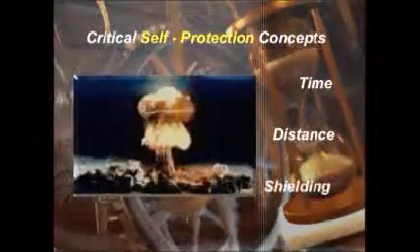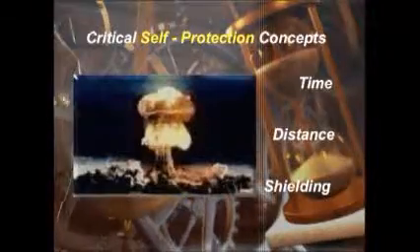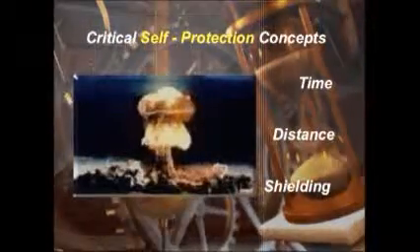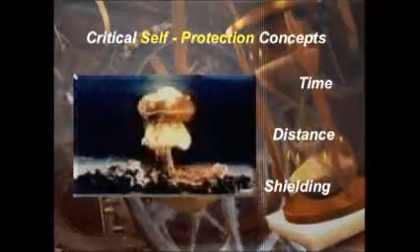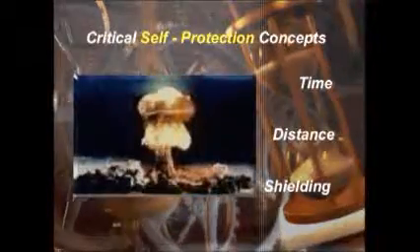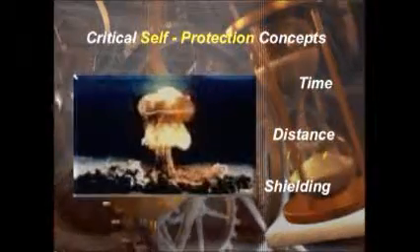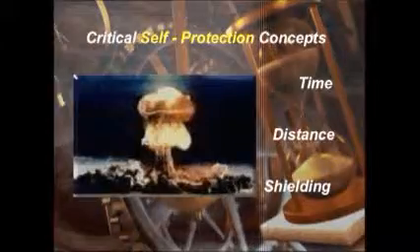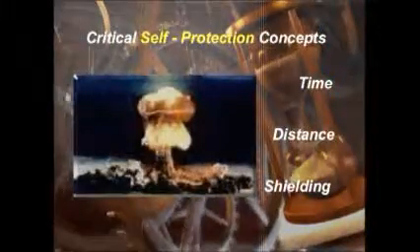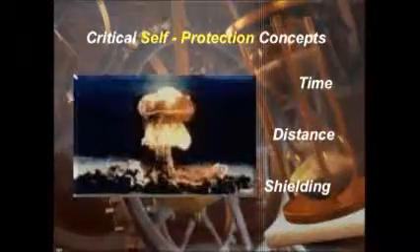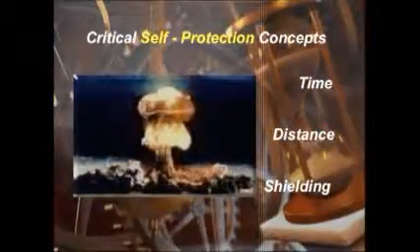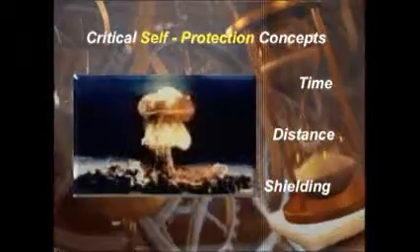Consider the three main concepts in protective measures: time, distance, and shielding. Time means to subject people for as short a time as possible to the hazard. Time is of the essence to save lives. Time also means the danger will lessen the more time passes. Distance means avoiding contact with a contaminant. And shielding means using any protection you have available.